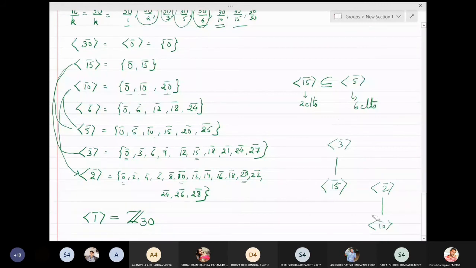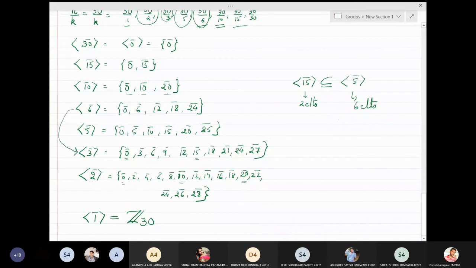Something more difficult will be here. Look here now. When I look at 6 bar, what will happen to 6 bar? 6 bar will be below 3 bar because 6 bar has only 0, 6, 12, 18, 24, and 3 bar has all those elements. So 3 bar will also be sitting above 6 bar. Not only that, 6 bar will also be below 2 bar. So I draw this line because 6 bar has 0, 6, 12, 18, 24, and 2 bar also has 0, 6, 12, 18, 24.